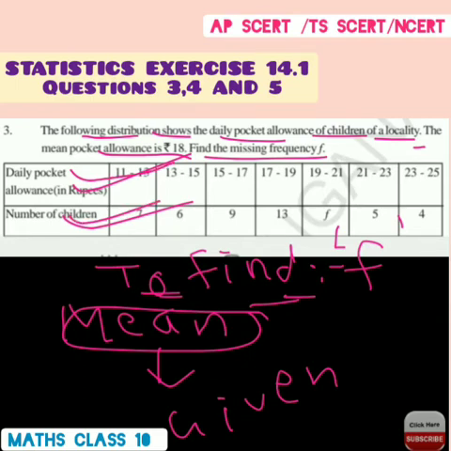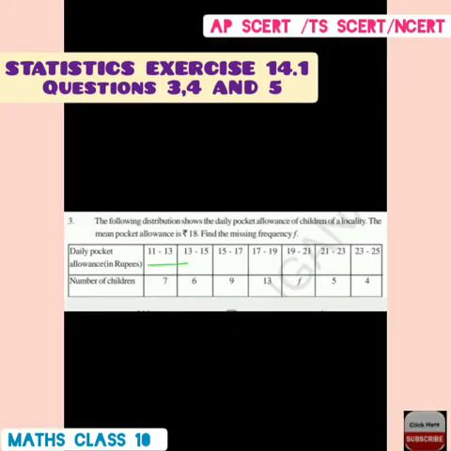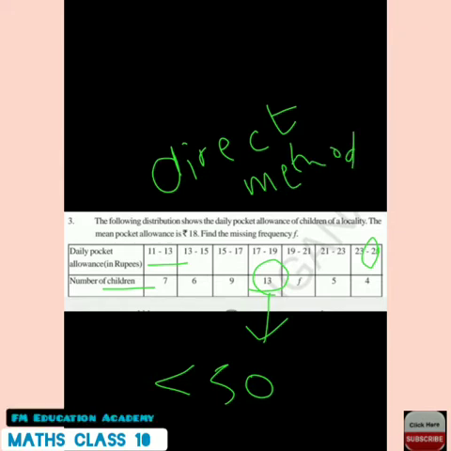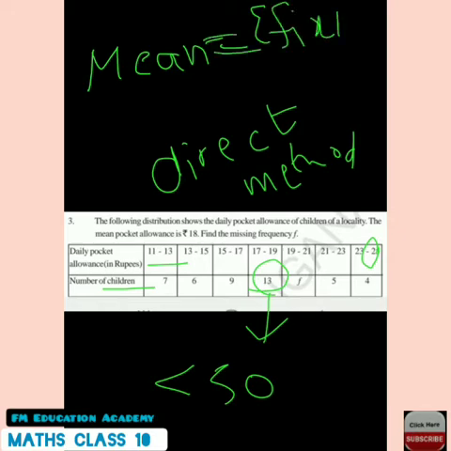So if you observe the values here, they are very small. The maximum value here is 25 in case of class interval, and in case of number of children, the maximum value is 13. As the values here are less than 50, we will use the direct method. We know the formula for the direct method is mean equals sigma fi xi by sigma fi.